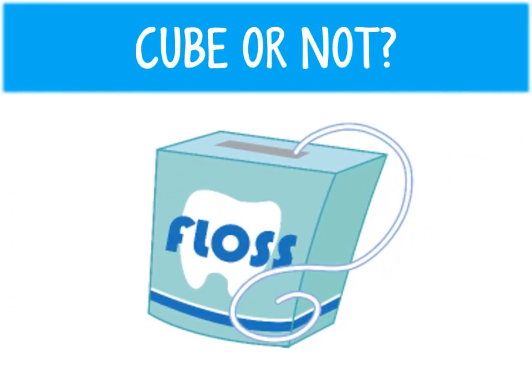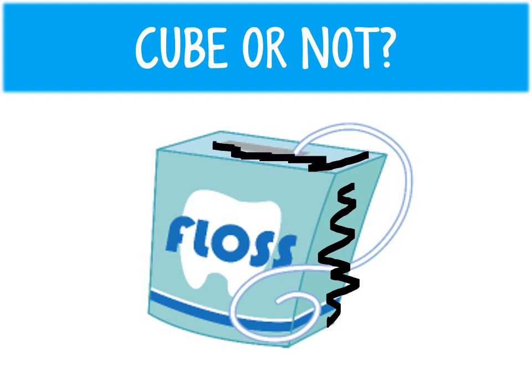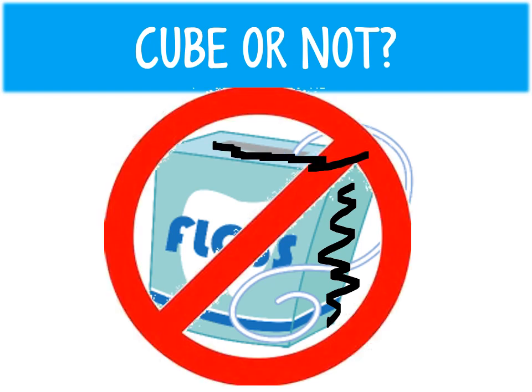What about this box of floss? Look very carefully at it. Look particularly at these sides. You have to decide if these are squares. This is not a cube. It's not a cube because the top and the sides and the bottom are rectangles, not squares.